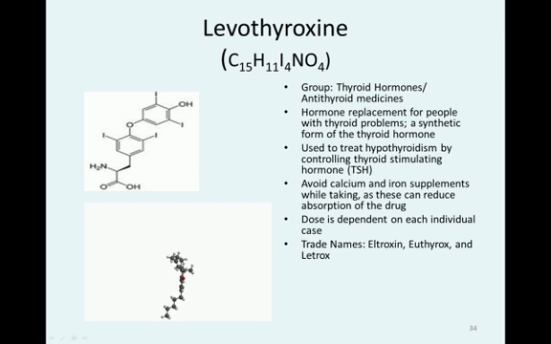Levothyroxine, group thyroid hormones or antithyroid medicines. It's a hormone replacement for people with thyroid problems, a synthetic form of the thyroid hormone. It is used to treat hypothyroidism by controlling the thyroid-stimulating hormone. Avoid calcium and iron supplements while taking, as these can reduce absorption of the drug. Trade names: Eltroxin, Euthyrox, and Letrox.